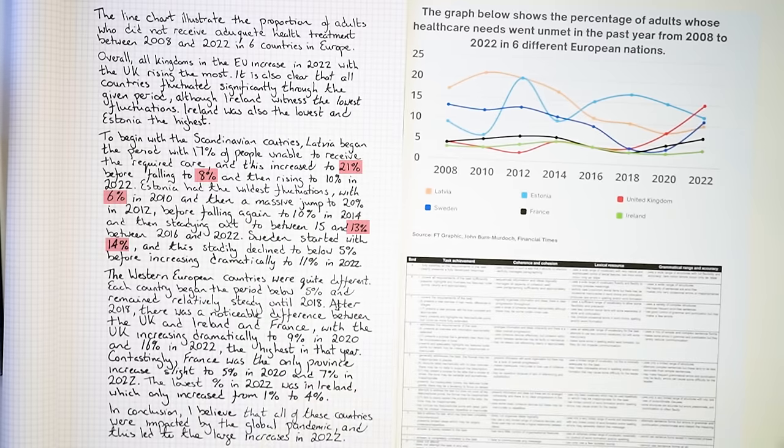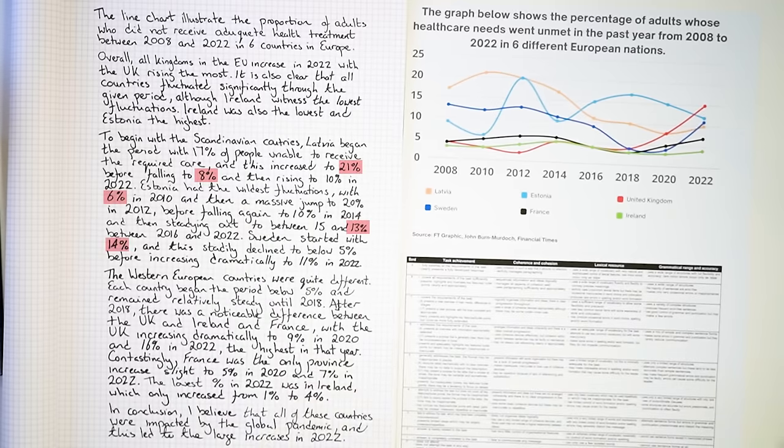We're writing about fluctuations, so we need to continue and write about that fluctuation that Latvia had. So what happened in 2010? Well, it steadily went down, so we want to describe that. However, this steadily decreased to below 10% in 2020. In 2020, it gets to below 10%. So again, this student is selecting things to write about rather than writing about everything, and it's more accurate.